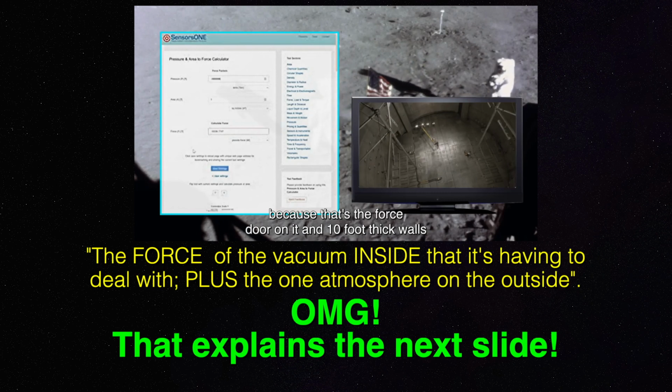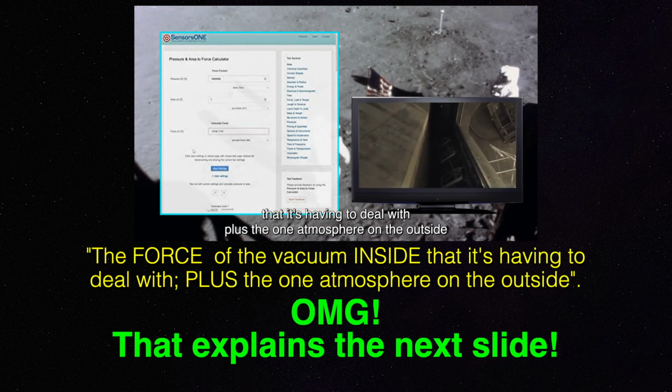Because that's the force of the vacuum inside that it's having to deal with, plus the 1 atmosphere on the outside.